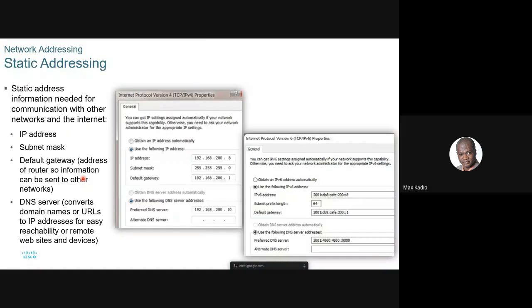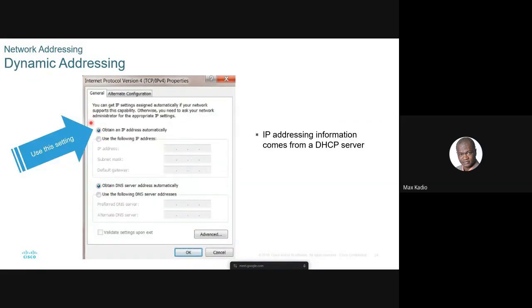Okay, we continue. Static addressing is when you manually enter this information, and dynamic is when you get it via a DHCP server. That's all.